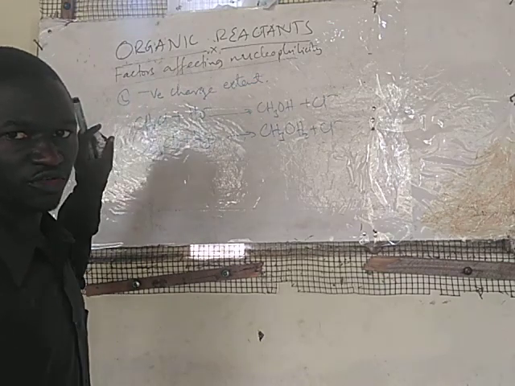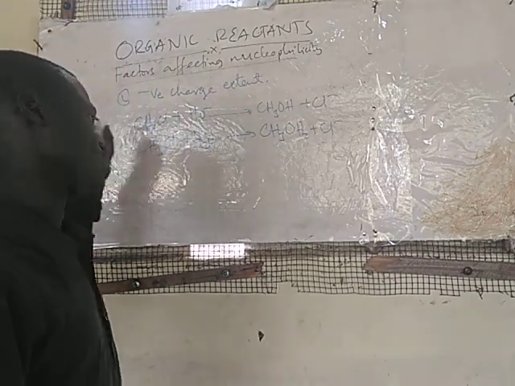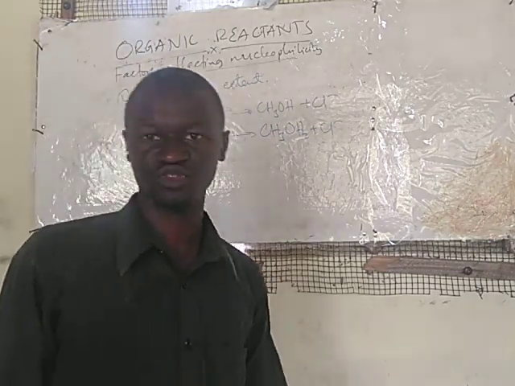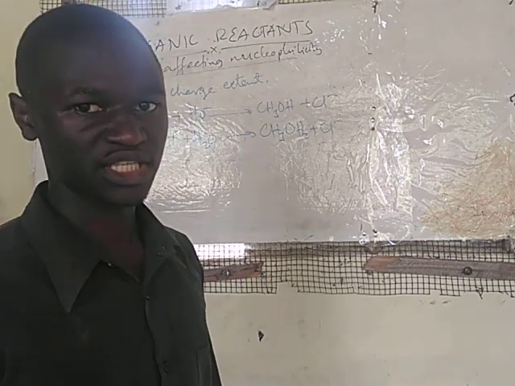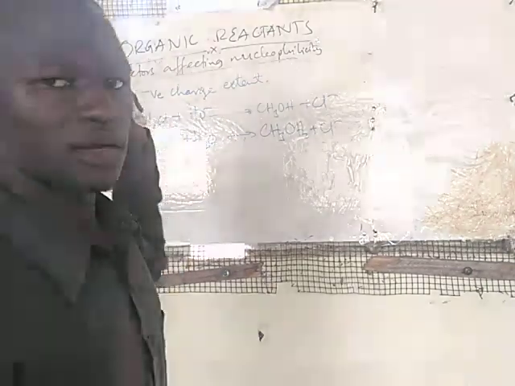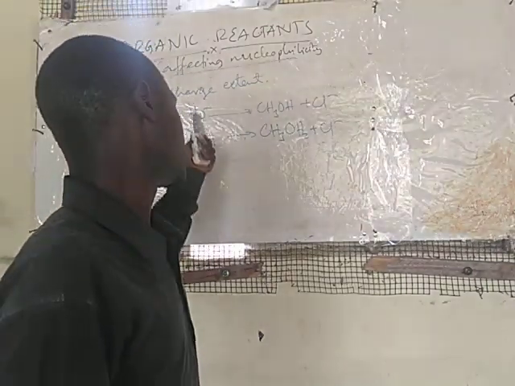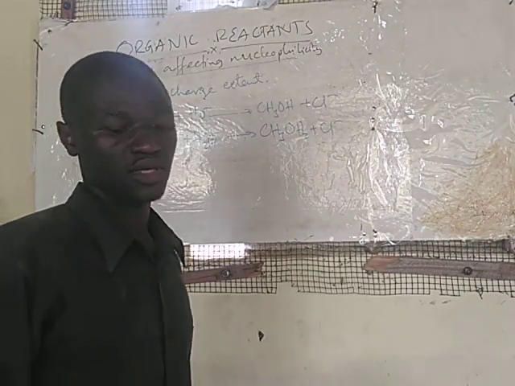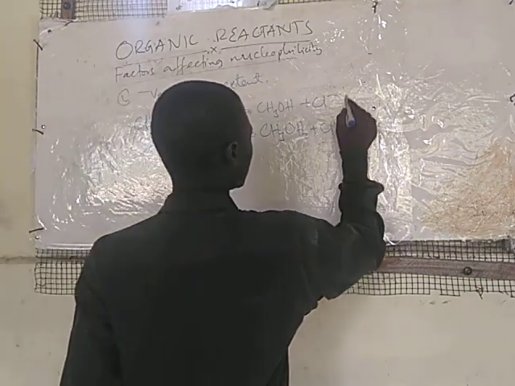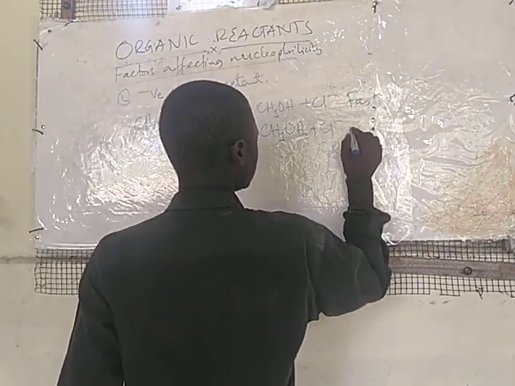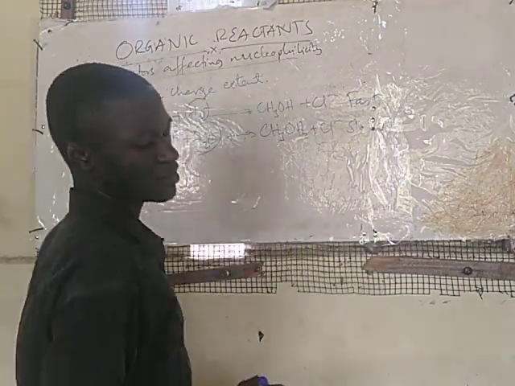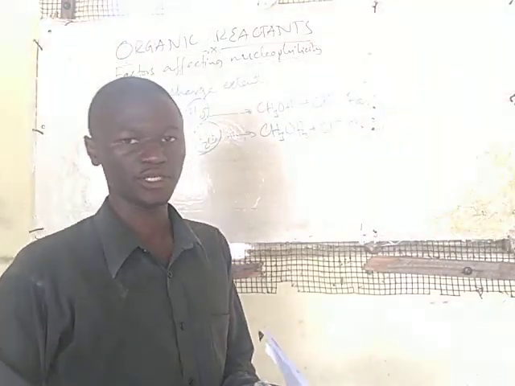Based on the concept of a nucleophile, which tends to donate electrons, it's not good for me to show the reaction mechanism here because you don't yet understand the principles of showing reaction mechanisms. We'll discuss them in the next session. But based on nucleophilicity, this one will be more nucleophilic than this one. So our first reaction here will be fast, and this one will be slow, because of the nucleophilicity of the nucleophile used here.